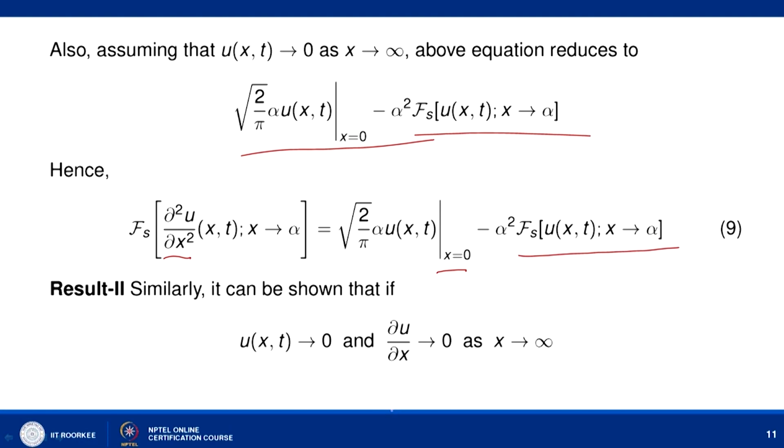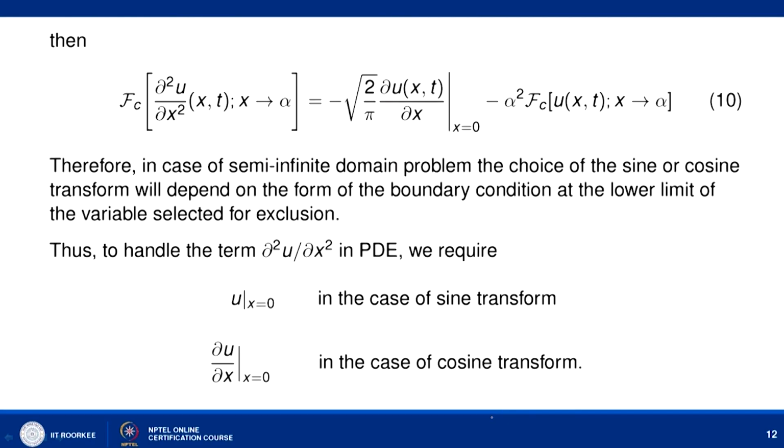So using this value I can write the Fourier sine transform of ∂²u/∂x² is equal to under root 2 by pi α u(x,t) at x equal to 0 minus α² Fourier sine transform of u(x,t). In a similar way we can prove the second result: if u(x,t) tends to 0 and ∂u/∂x is tending to 0 as x tends to infinity, we can write the Fourier cosine transform of ∂²u/∂x² is equal to minus root 2 upon pi ∂u/∂x defined at x equal to 0 minus α² Fourier cosine transform of u(x,t).